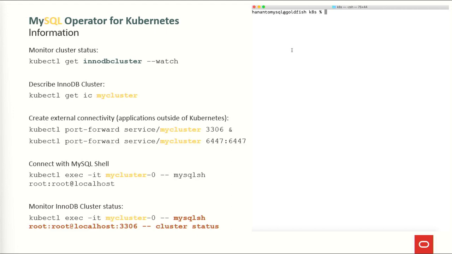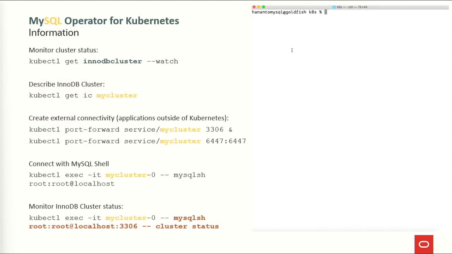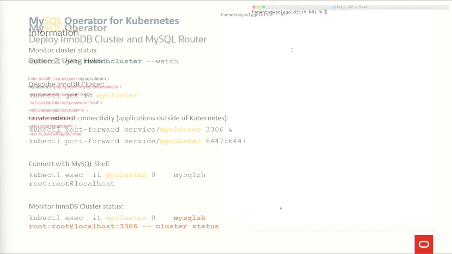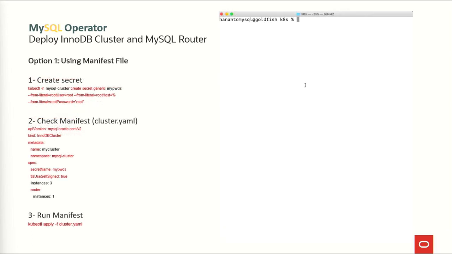This is how to install InnoDB cluster. Just now we installed operators using two methods, using manifest files and using Helm chart. So to deploy InnoDB clusters on Kubernetes, we also have two methods. First is using manifest files.